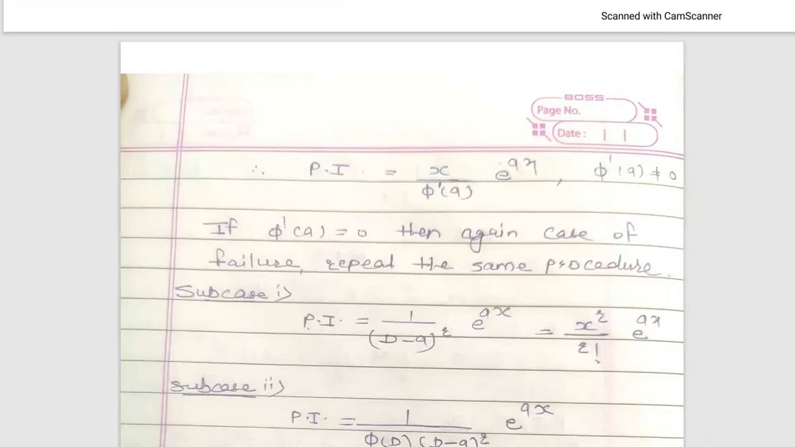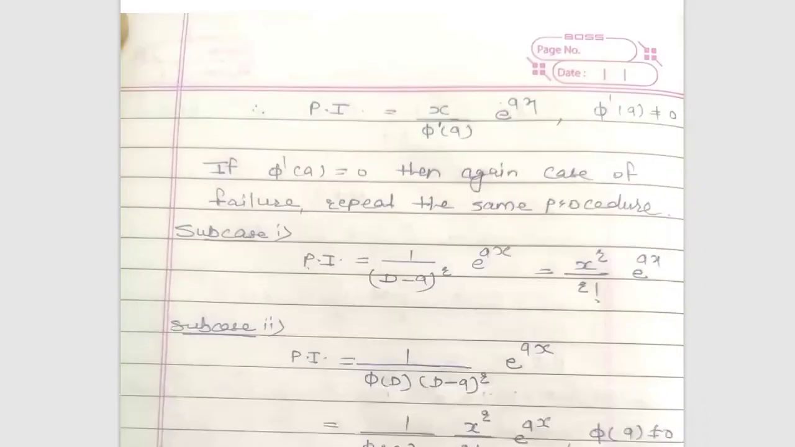Now in that first type or case, there are sub cases. Sub case one is that if your phi of D is in the form of (D minus a) to the power r, this is a particular form of phi of D, and the function is the same e to the power x, then in that case the PI is x raised to r upon r factorial into e to the power x. This is sub case one.